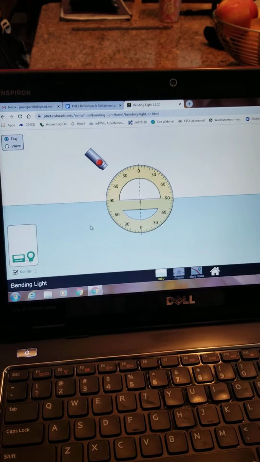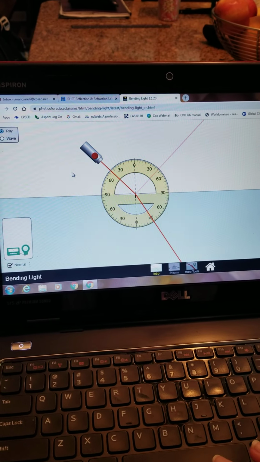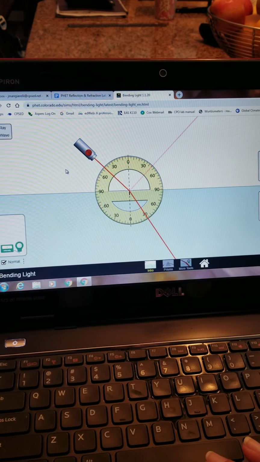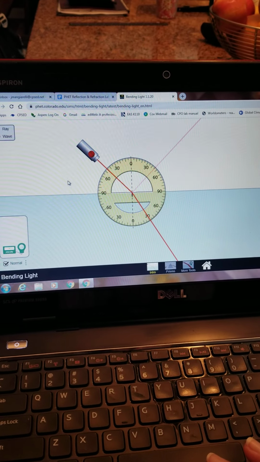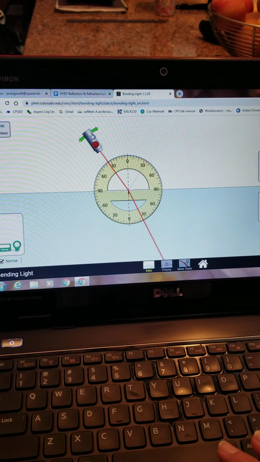Step 4, turn the laser on by clicking the red button on the laser. That gray cylinder is a laser. Okay, step 5. Left click on the laser and drag it to 10 degrees to the normal.